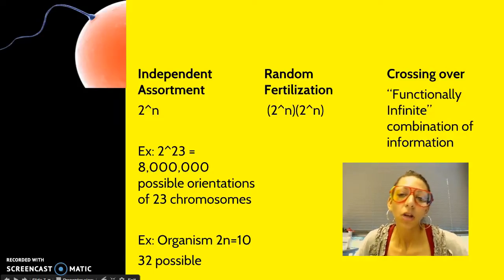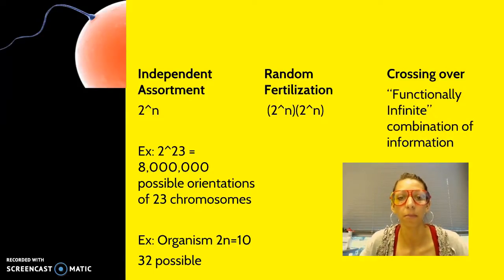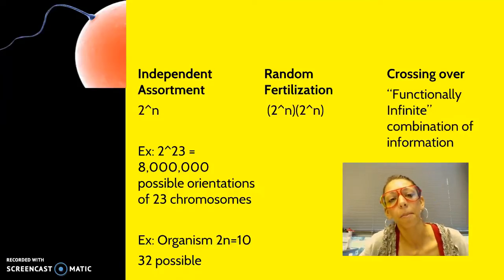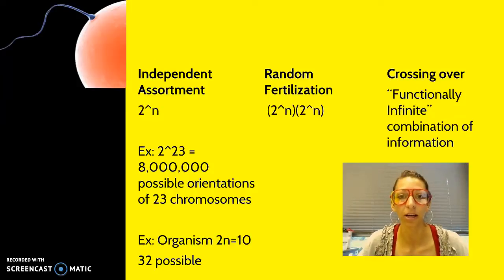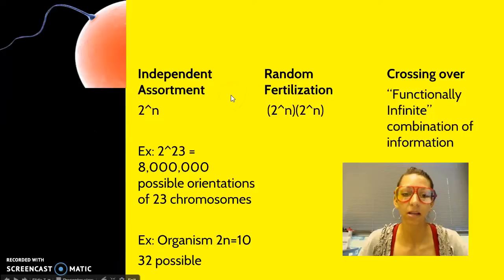Okay. So these are the three things that we want to remember about meiosis and how we're going to get that variation. Of course, with mitosis, we can get variation through mutation, but that's the only way. Mutation can happen as well in meiosis, but these three mechanisms are how we're going to get variation consistently within the process of meiosis. So we have independent assortment.